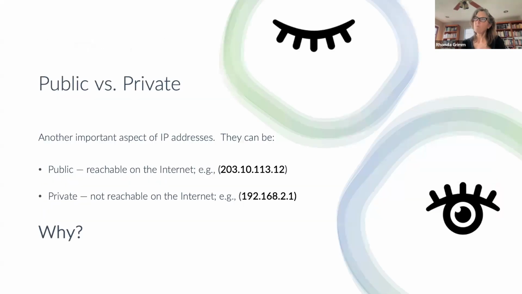So in terms of these IP addresses, there's also this notion of public addresses and private addresses. They can be public, which means they're reachable on the internet. It's something that is facing the internet. Everybody can see it. And then there's private, not reachable on the internet. Those are like your home networks behind your routers.